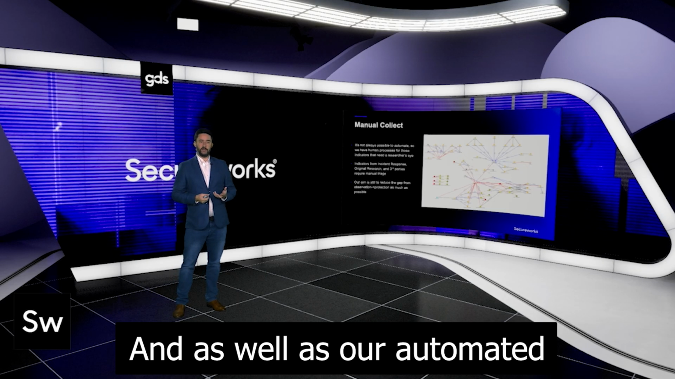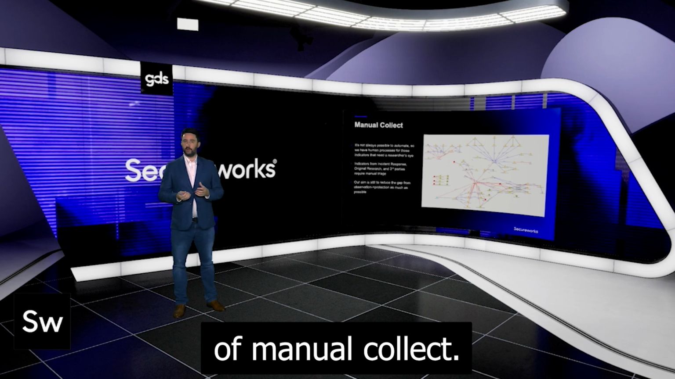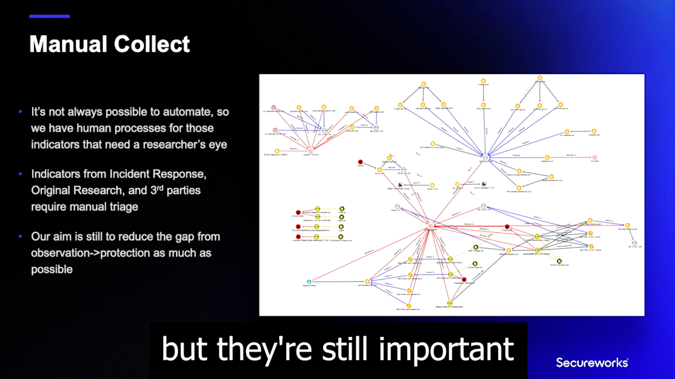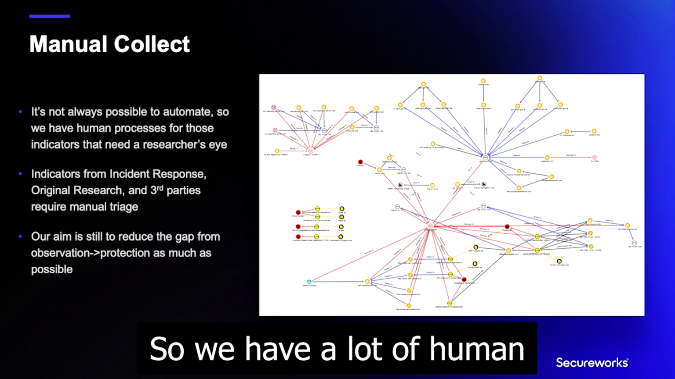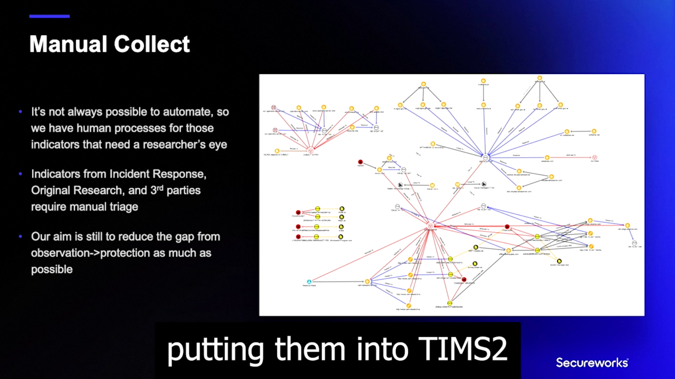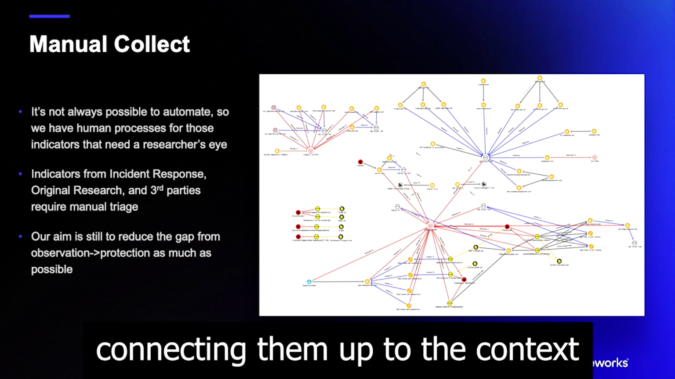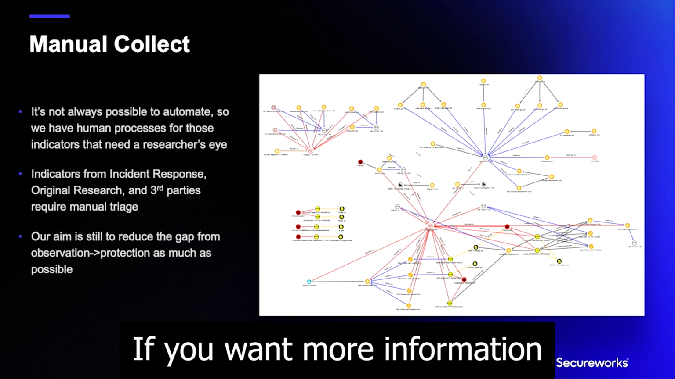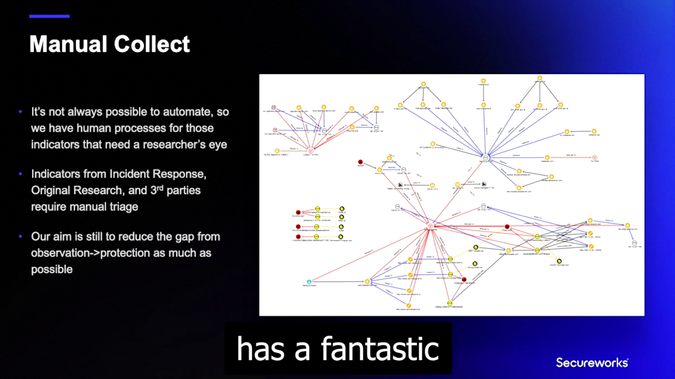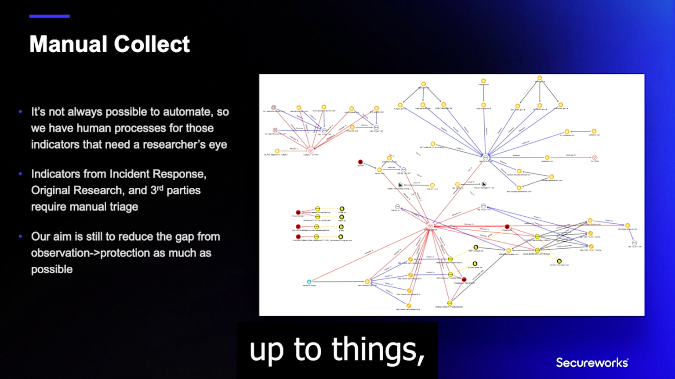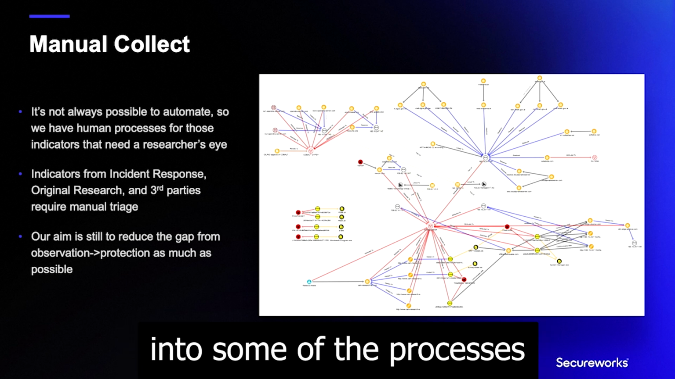And as well as our automated collections, we also do a lot of manual collection. So there's indicators where we cannot automatically collect them, but they're still important for us to collect. So we have a lot of human processes and people dedicated to harvesting indicators, putting them into TIMS2, into the threat graph, connecting them up to the context that we have, and making sure that they're published to Taegis where appropriate. If you want more information on that, Rebecca Taylor has a fantastic on-demand session that dives into how we ingest indicators into TIMS2 and connect them up to things, and how we then triage those for detections, which is a really good insight into some of the processes that we employ there.